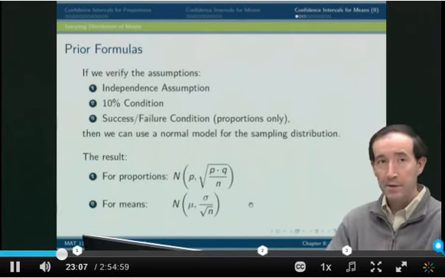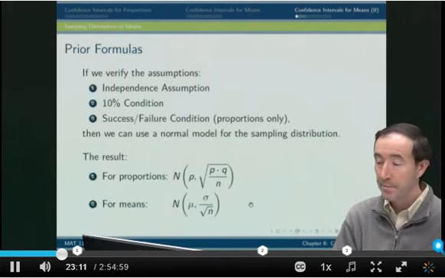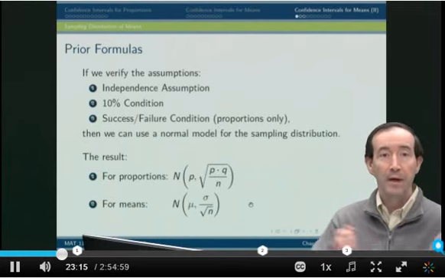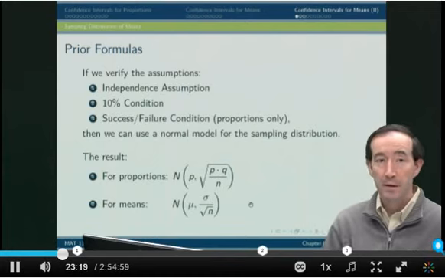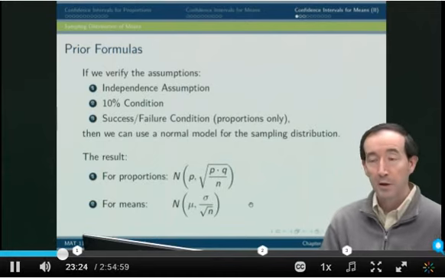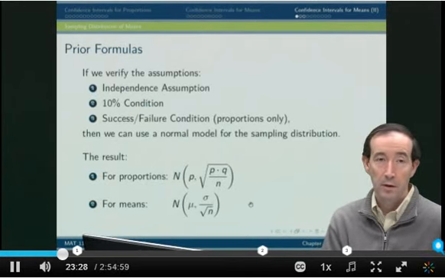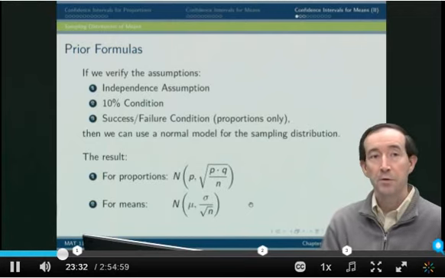So this one slide here at the start of the third section is really just summarizing what we've already seen. So we have to check the assumptions that we need before we know we have the distribution that allows us to build these confidence intervals. The first thing to check is the independence assumption. The second thing to check is the 10% condition. And if you're looking at a proportions question, you also need to check the success/failure condition. Okay? And then as long as your sample size is large enough, you can use a normal model for the sampling distribution.